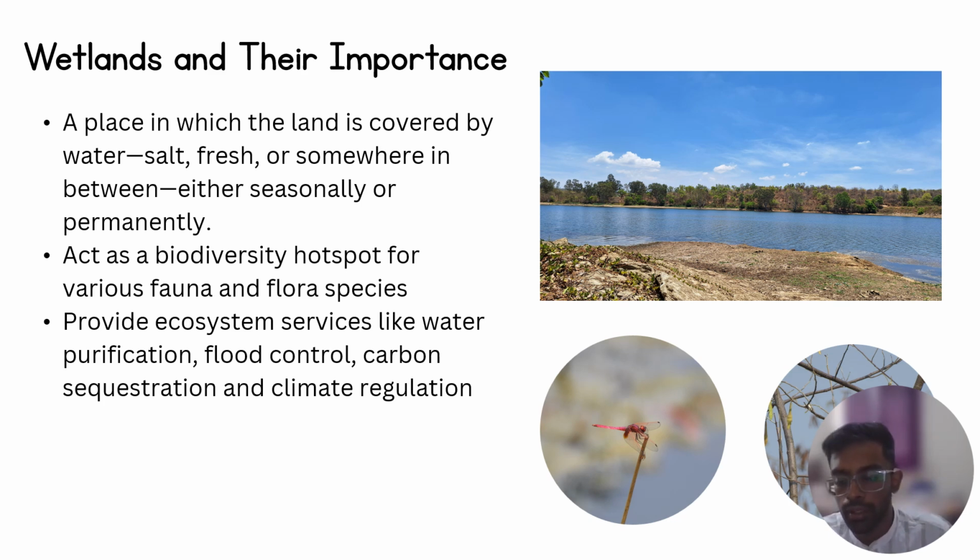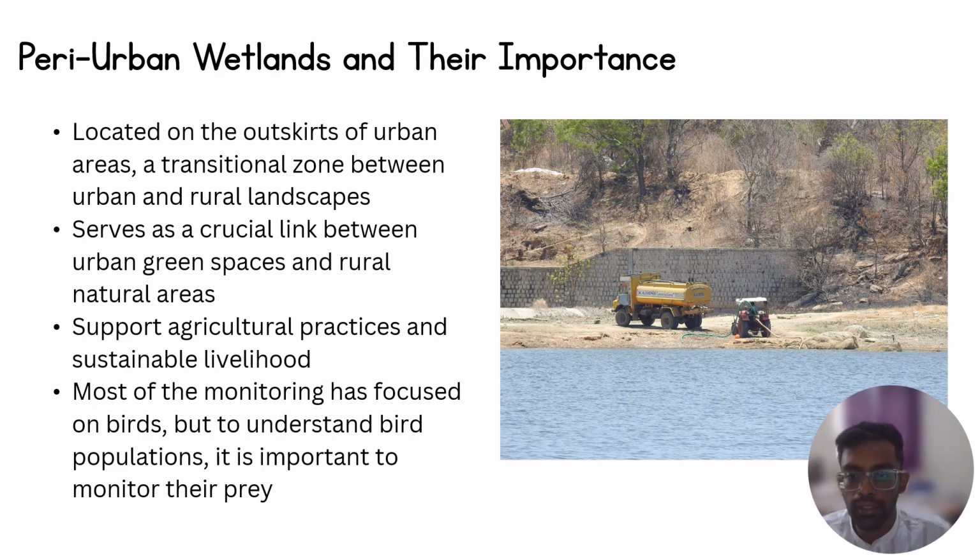Moving on to peri-urban wetlands, these are located on the outskirts of the urban areas and are also a transition zone between urban and rural landscapes. These serve as a crucial link between urban green spaces and rural natural areas, and they also support agricultural practices and sustainable livelihoods. So, up till now, you got the gist of these wetlands and their importance.